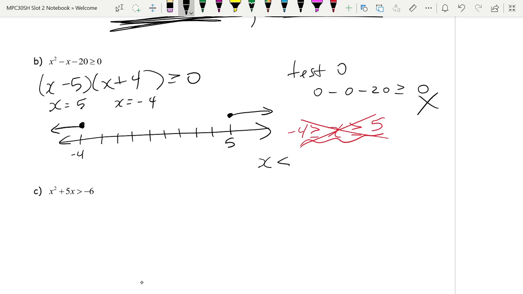X is less than or equal to -4. I like to use a comma. X is greater than or equal to 5. Now, that's the answer I would use. If you'd rather use set notation, you can, but it's a little more complicated now, right?